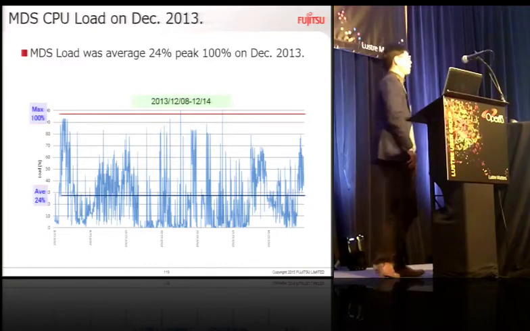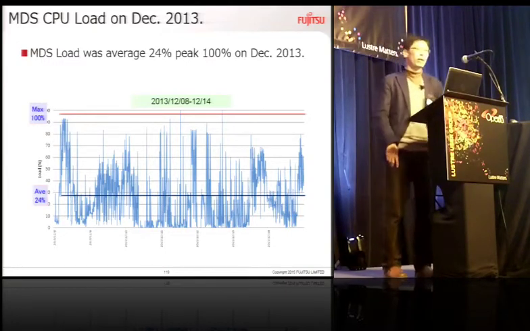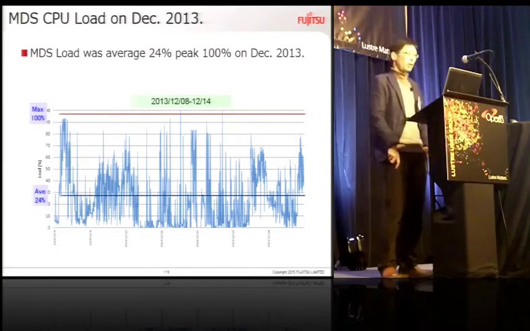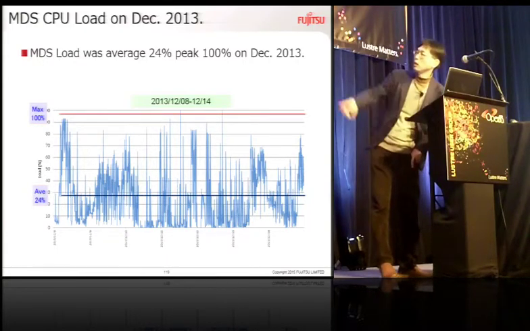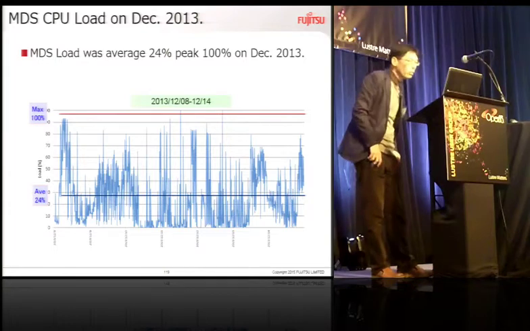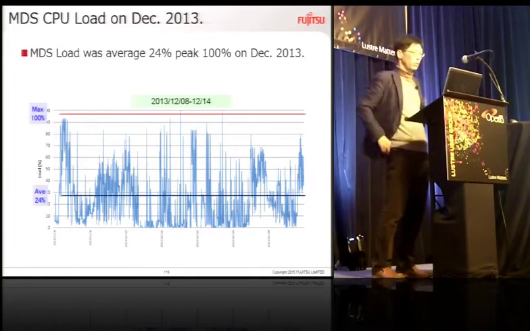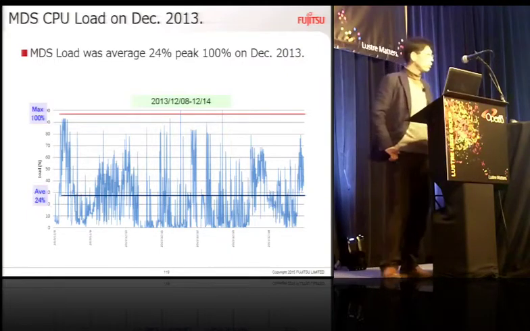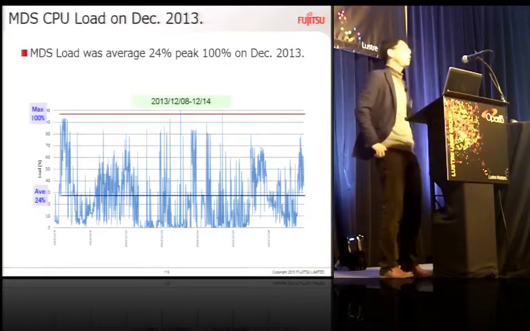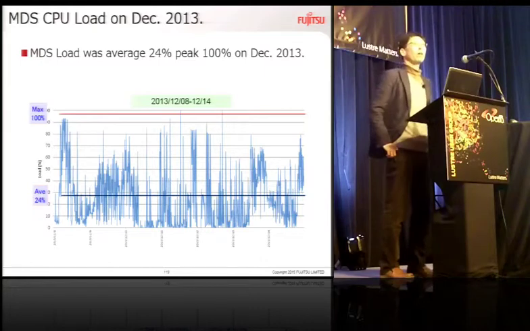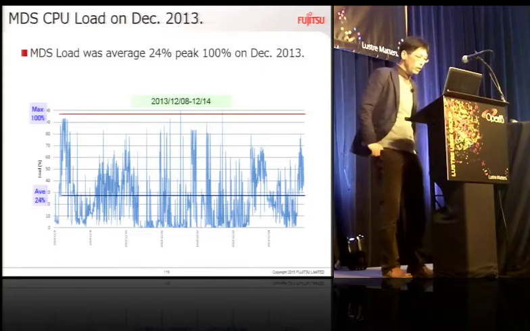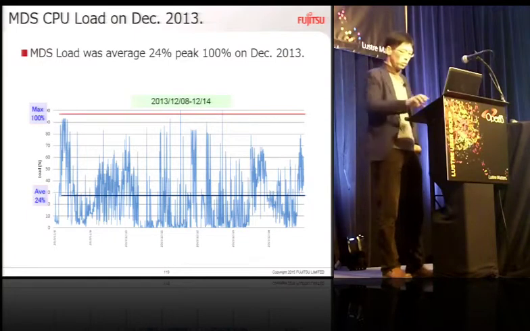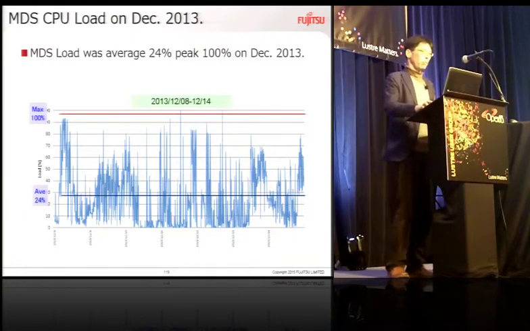And here's an evaluation of a week in December 2013, of MDS load. The average MDS CPU load is around 24%. However, the server maximum is 100%, and for some of several hours it is over 90%. That's true, so that's also a problem.